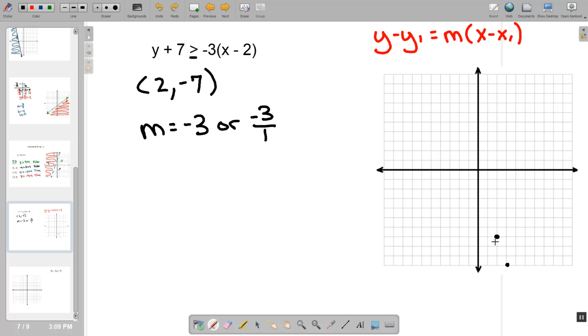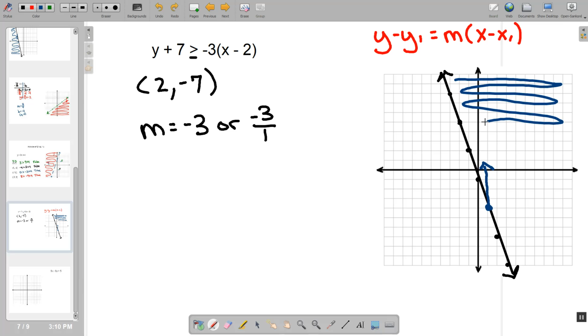So negative 3 over 1 means I can go back. Should look like this. Now, last video I didn't mess up the lines at all. Let's see if I can do it again. That one was not as good. So now we need to figure out if it's a dashed or a solid line. Because the equal sign is underneath, it should be a solid line. And it's greater than. So I'm going to pick a single point. I'm going to pick this point right here. And I want to go greater than that point. So I go straight up, which means I'm shading in this region up here.